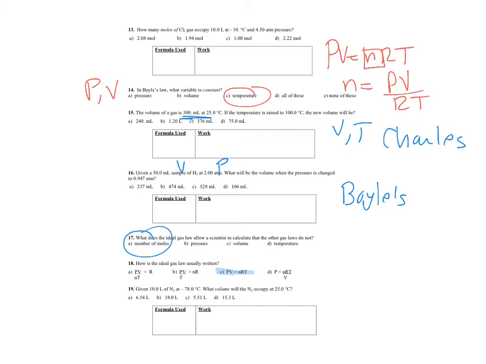And number 19, don't forget to change the Celsius to Kelvin. It's negative 78. So we're going to subtract 78 from 273. They want the volume. So this is about volume and temperature. So this is Charles's law. And again, the solution is in the answer packet.